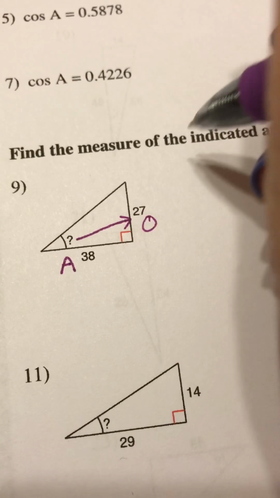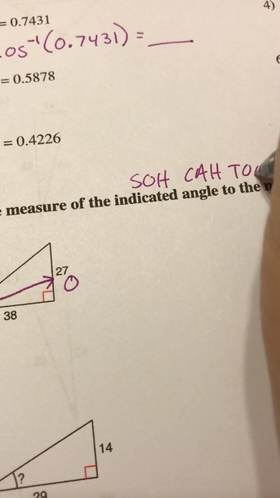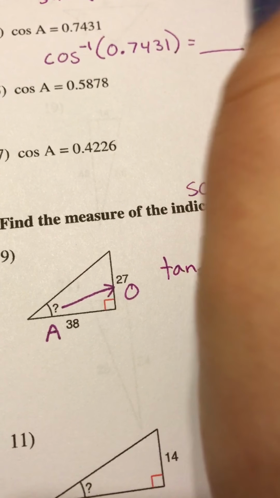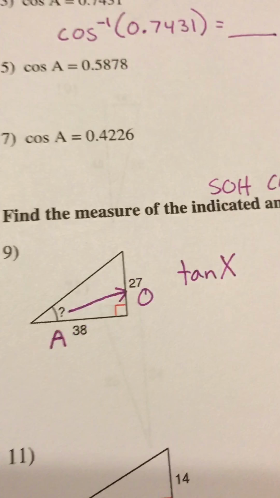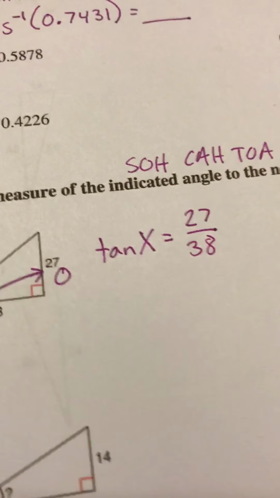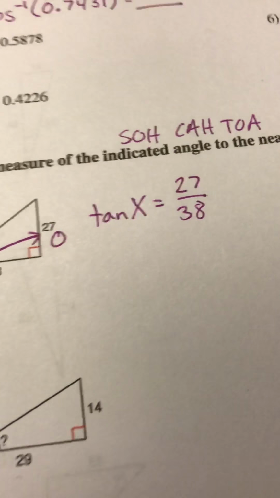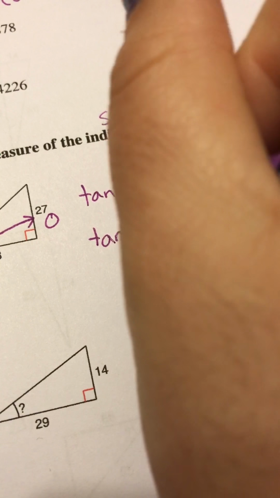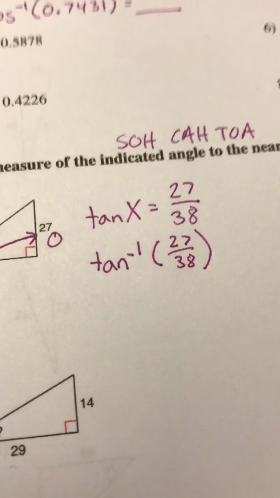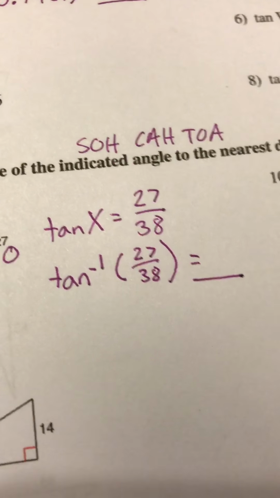So if I have O and A, go ahead and write out my acronym again. If I have O and A, then I've got tangent. So the tangent of x, because that's the angle I'm looking for, I don't know what it is, is 27 over 38. That's my ratio. So to solve it in the calculator, you would do the inverse of tangent and put your ratio in there. And whatever the calculator gives you is your answer. Okay?